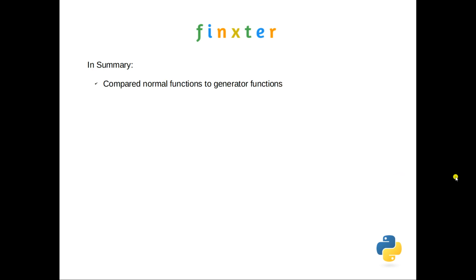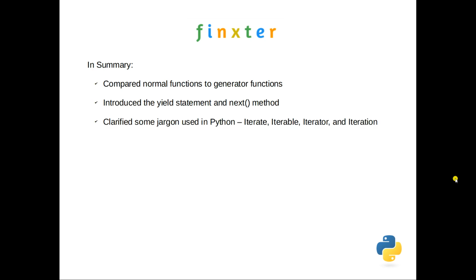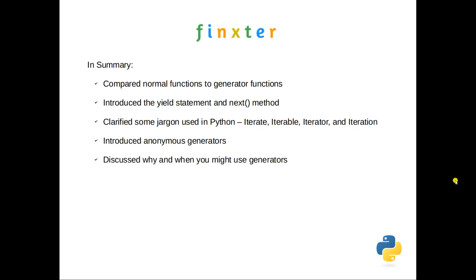So to summarize what we've done today, we compared a normal function to a generator function, and we introduced the yield statement and the next method. So for a generator function to be a generator function, it must have at least one yield statement in it. The next method is used by the caller to then evaluate one element at a time. We clarified a little bit of jargon, the iterator iterable discussion that we had earlier, which sometimes confuses people. And we introduced anonymous generators. So if you don't wish to formally define a generator function, you can call it in the line of code for a one-off application. And then we discussed why and when you might use generators.